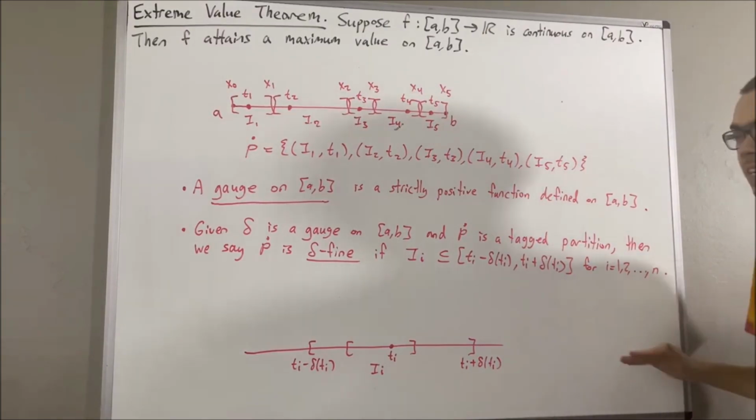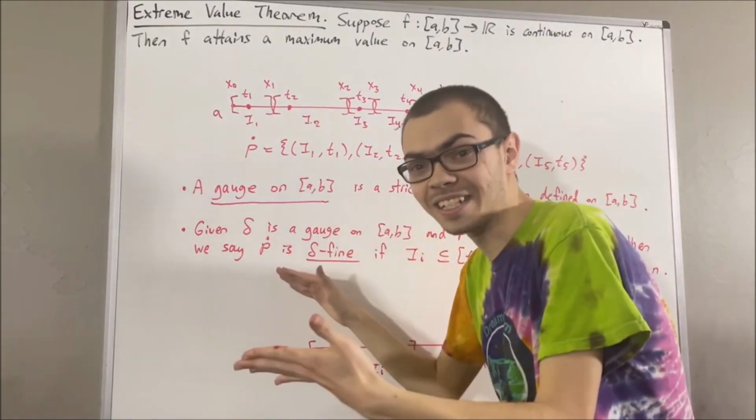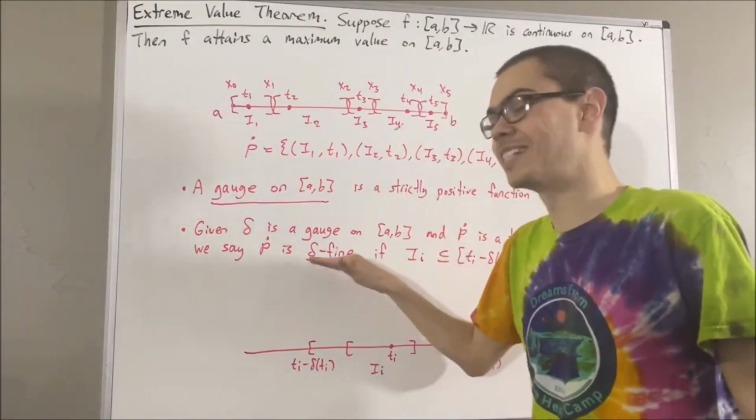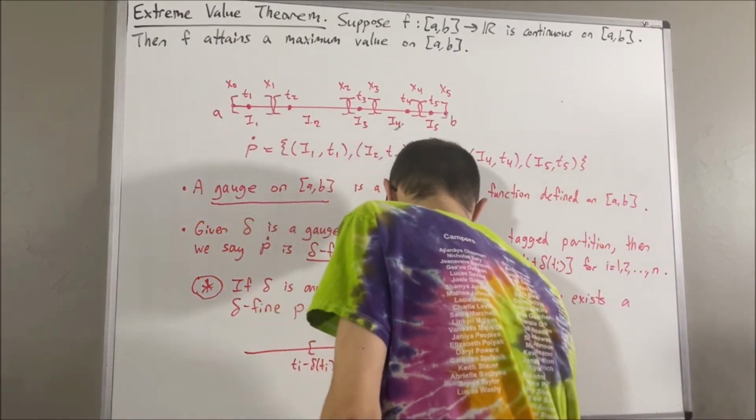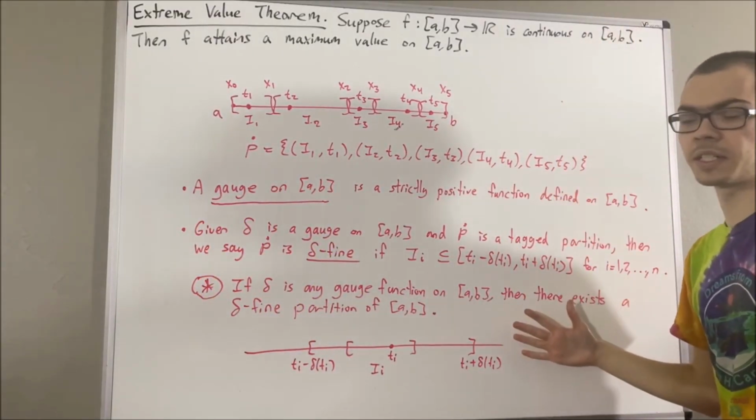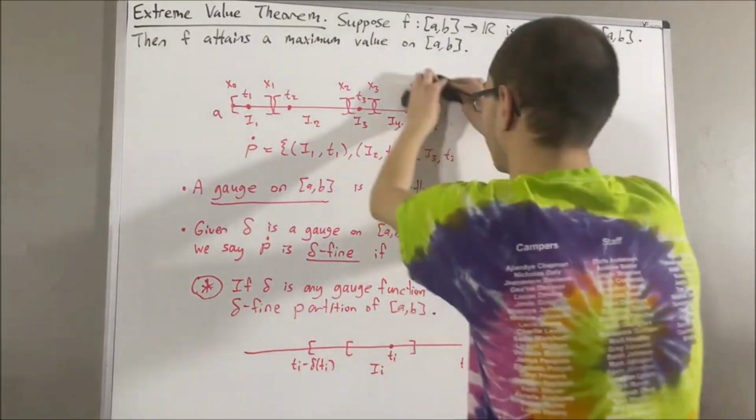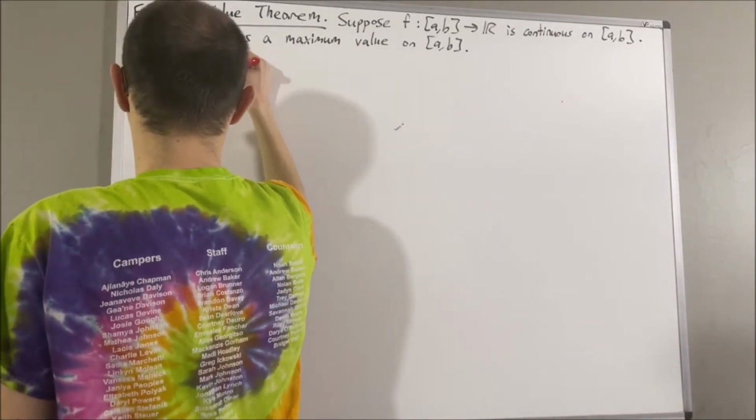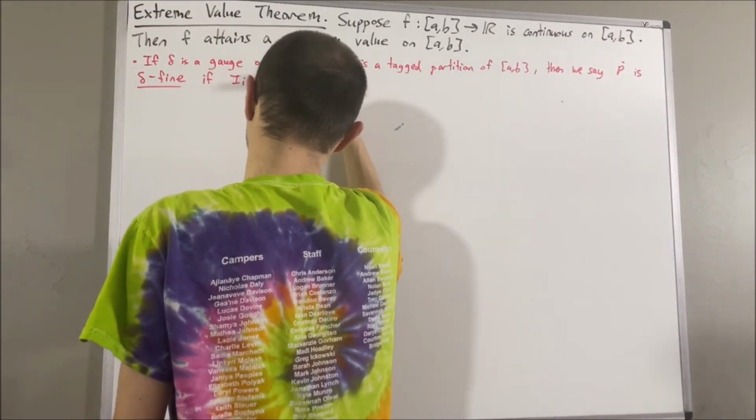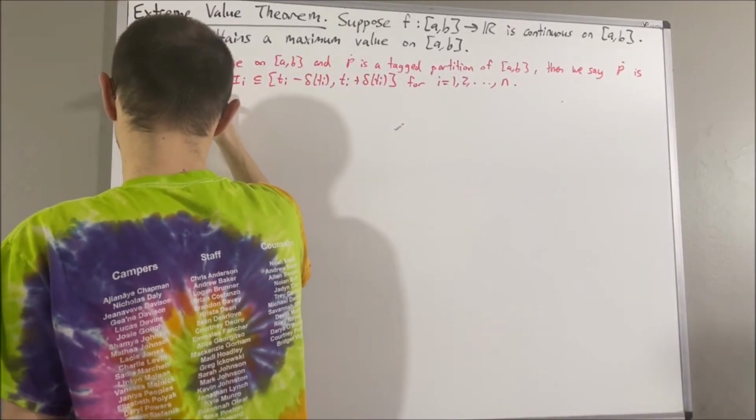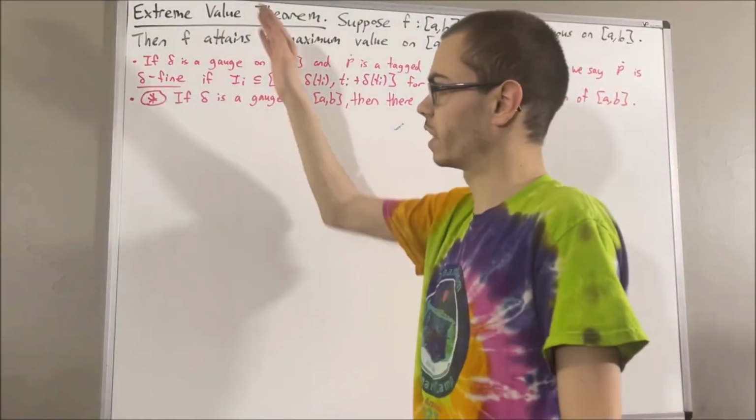Now, a fact that we've proven is if delta is any gauge function on [a, b], then there does in fact exist a partition of [a, b] that is delta fine. So these are the ideas that we're going to be using to prove the extreme value theorem in this video. Okay, so now let's get into proving this theorem.